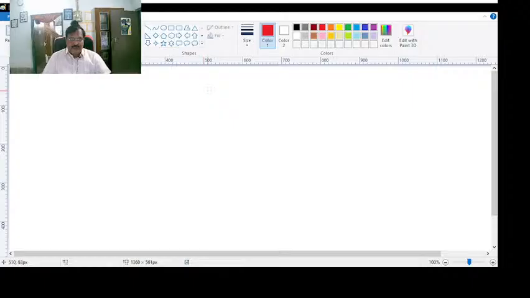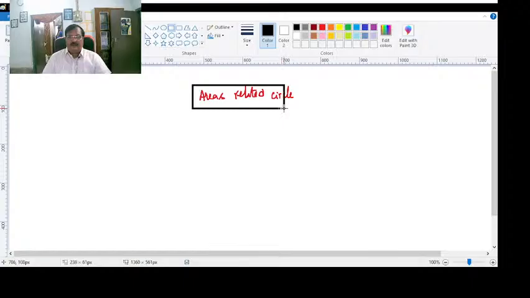So today I am going to start areas related to circle. Today I am using a different platform, so you will be getting some change in my class. I am using a separate setup. My regular setup got a problem.